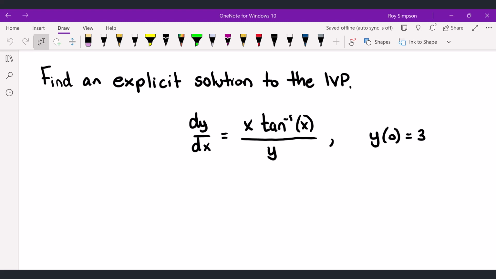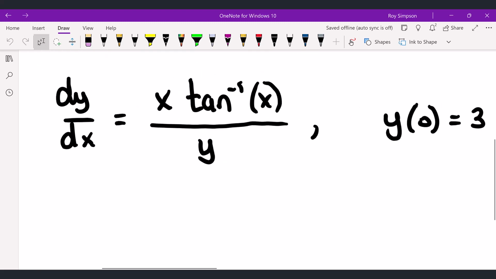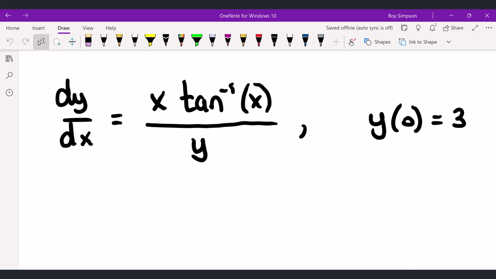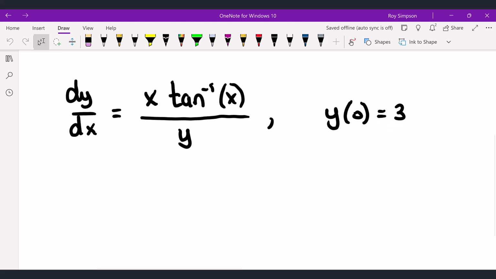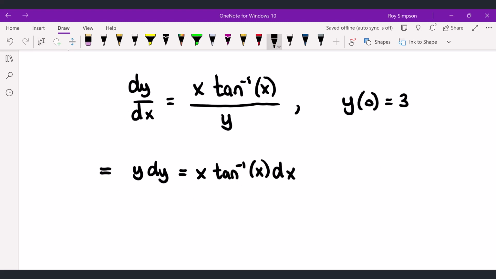So find an explicit solution to the IVP, the initial value problem listed below right here. Now, hopefully at this point, you were able to recognize that you can separate variables here. I'll multiply both sides by y, and then I'll use the differential to go ahead and write dx to the other side. Now, you should remember that really it is not the case that you're multiplying both sides by dx here. That is actually not true.